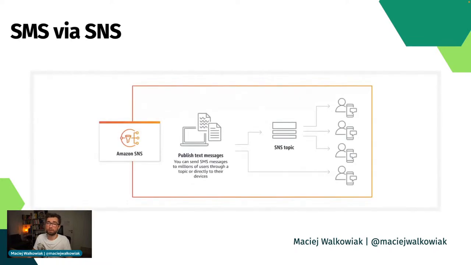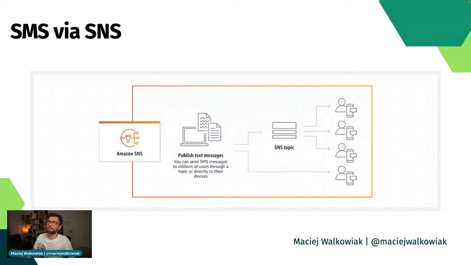But SNS is not only about sending notifications to other applications, right? You can also send text messages, so SMS, with SNS. And it works in a way that the mobile device is subscribed to an SNS topic. Then you can send a message from your application to SNS, and it will just distribute it as regular text messages.